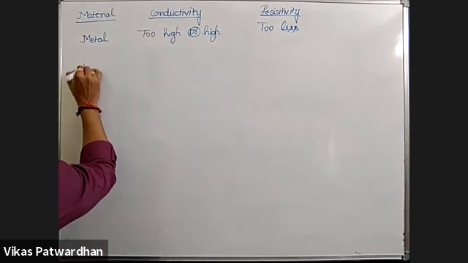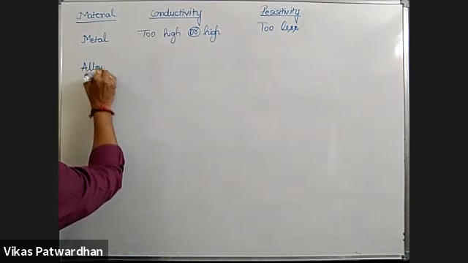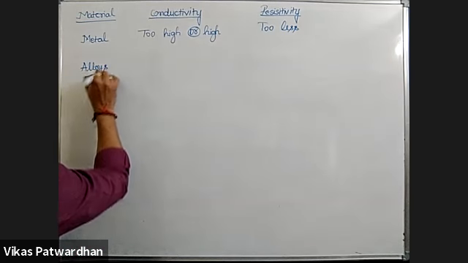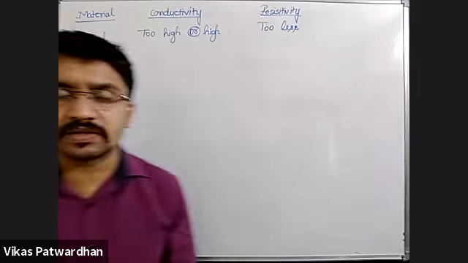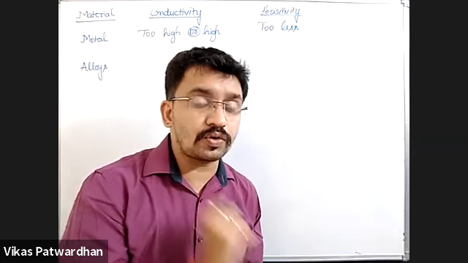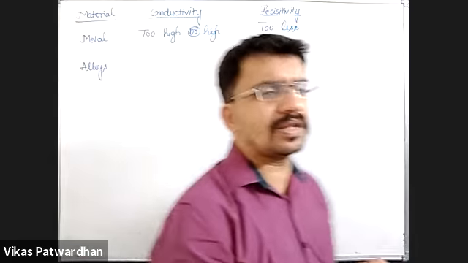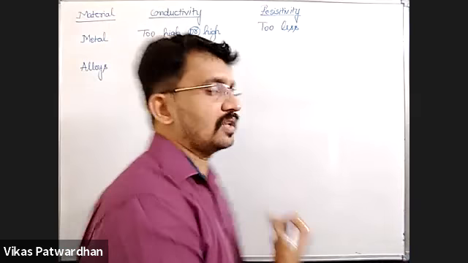Then we have some materials called alloys. What are alloys? Alloys are a mixture of two or more metals.